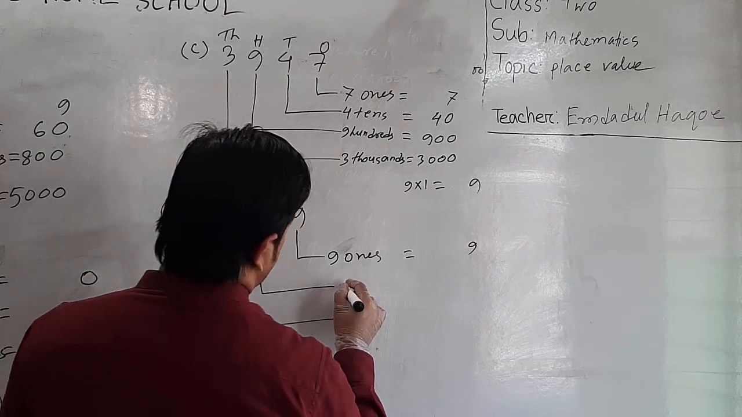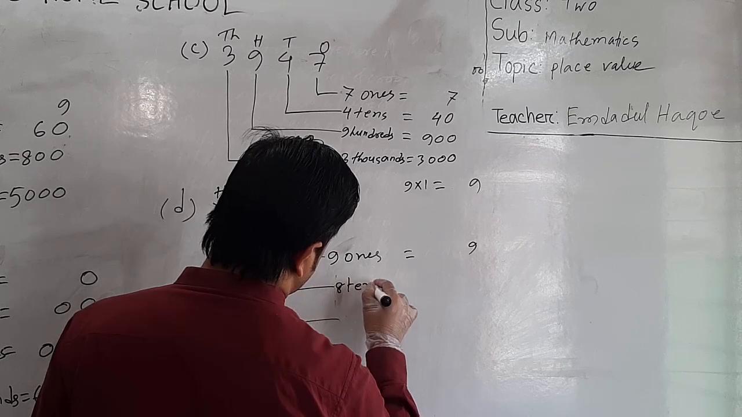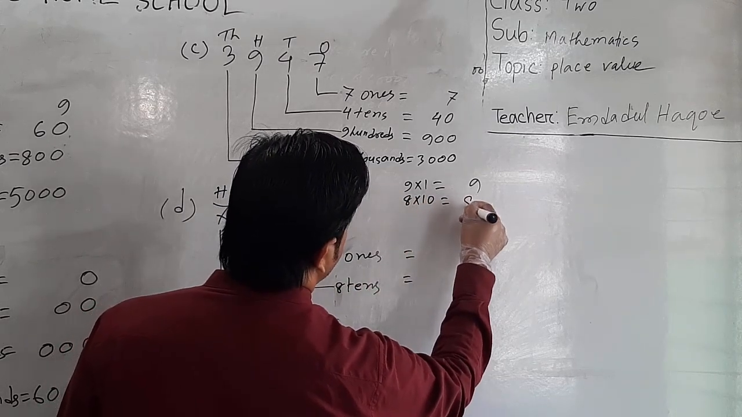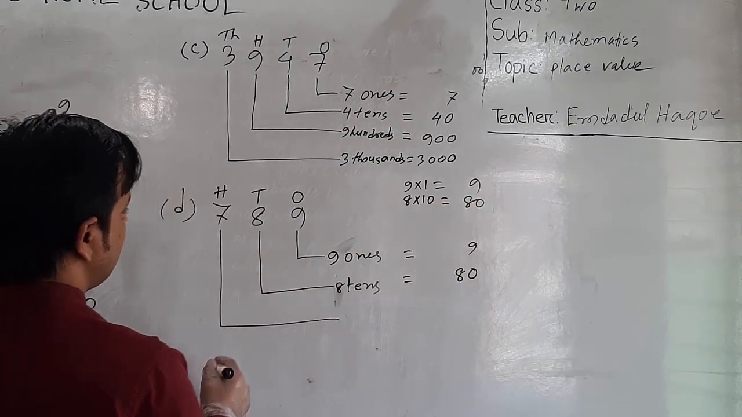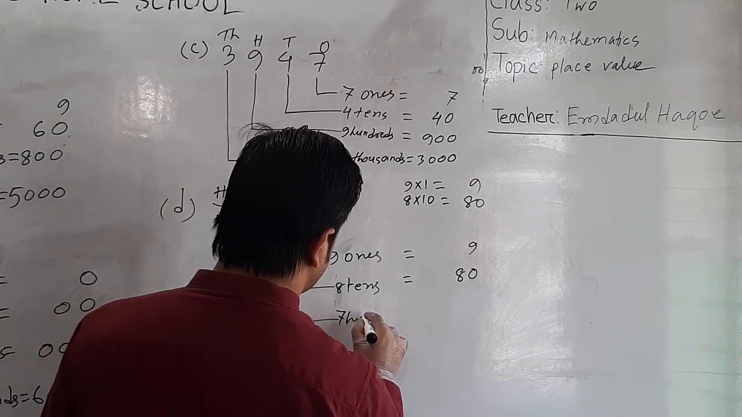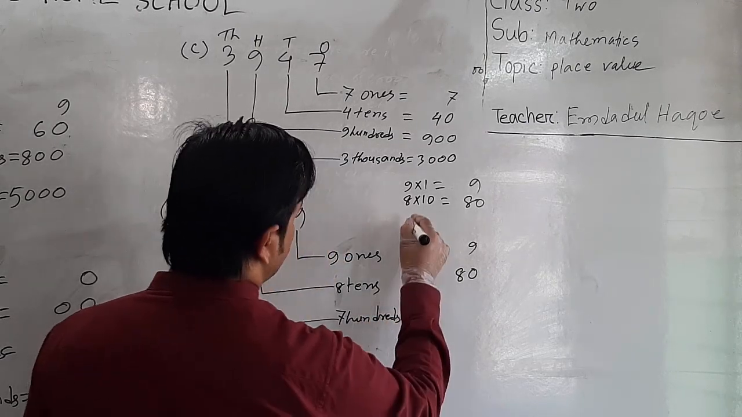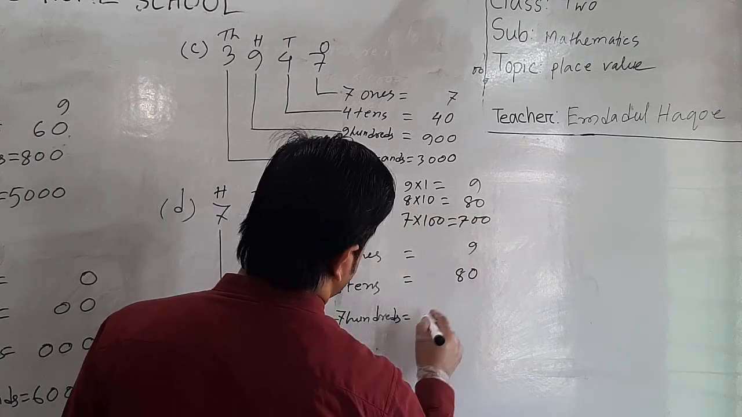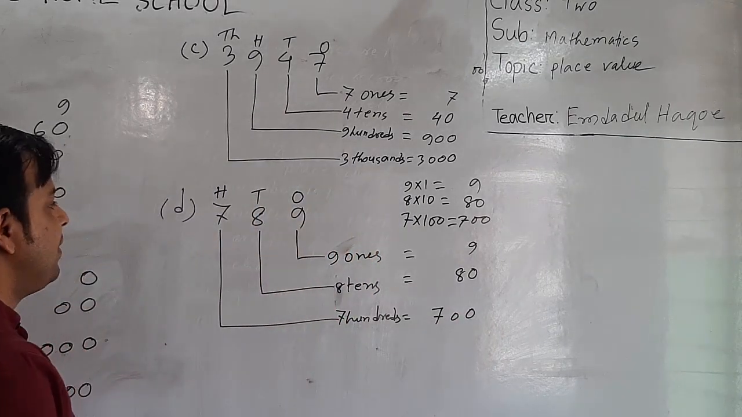Now 8 tens, as 8 is in tens position, so we can write here 8 tens. So if we multiply 8 by 10, it will be 80. So we can write here 80. Then next one, that is 7. 7 is in hundreds position, so we can write here hundreds. So we have to multiply 7 by 100. This will be 700. So we can write the place value of 7 in this number is 700.